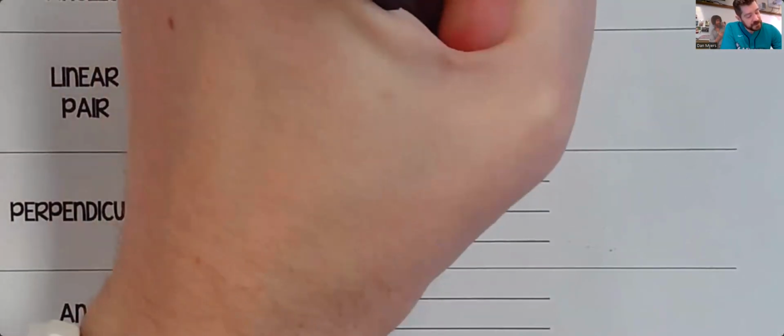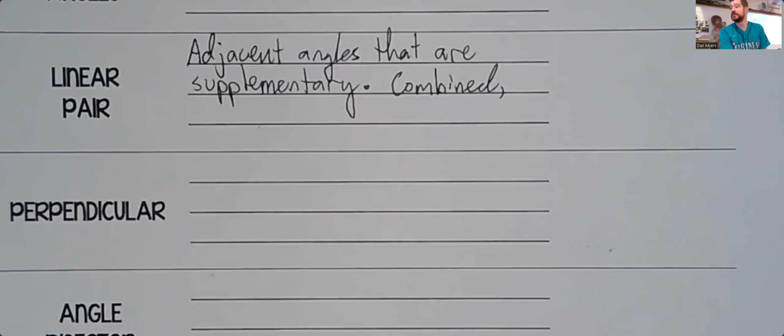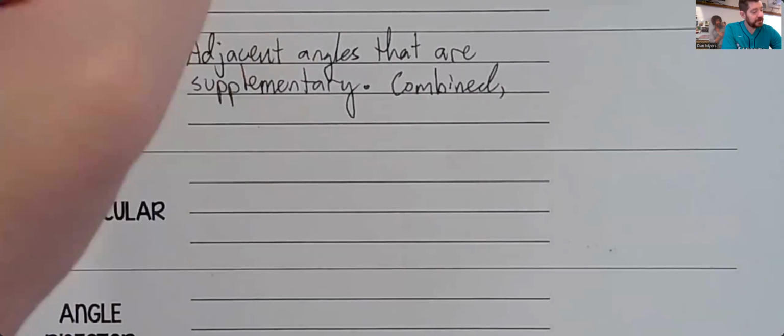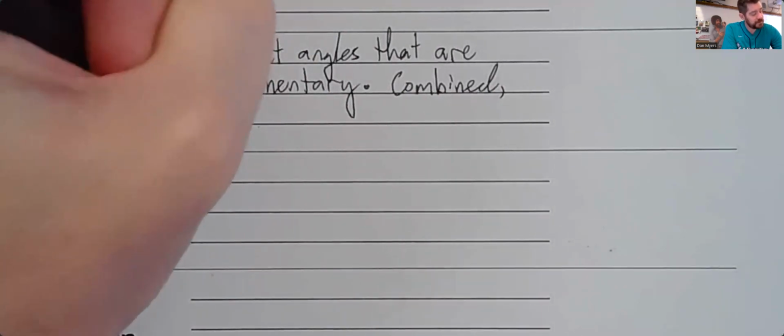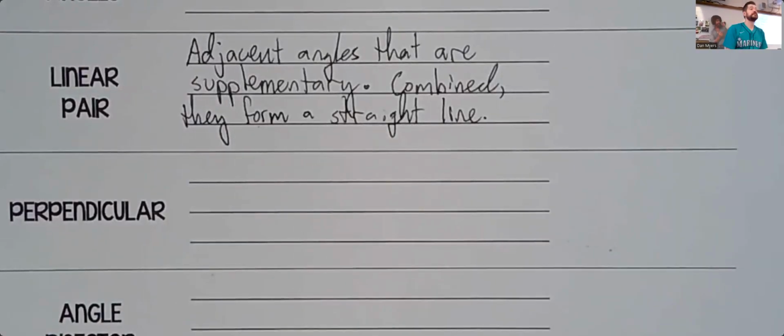So combined, they form a straight line. So anytime you see a straight line, lines have 180 degrees. So from like this part of the line, if you draw an arc all the way across like that, that would be 180 degrees.